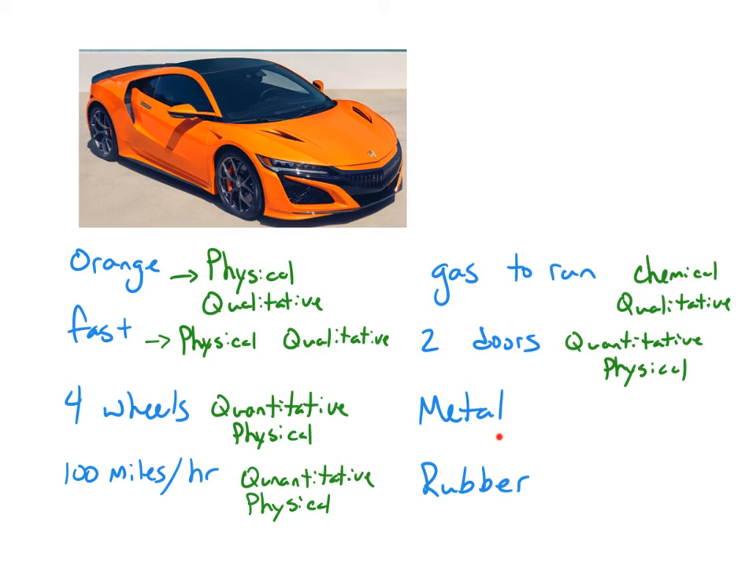I said it's made of metal and also made of rubber, both of which talk about what makes it up. So since it's metal and rubber, we're talking about the atoms and molecules that make it up. So those are chemical properties of this car. So as you can see, I can use a combination of physical, chemical, quantitative, and qualitative properties to describe any object that's put in front of me. Look over your list now and try and identify whether or not it's a physical, chemical, qualitative, or quantitative property.